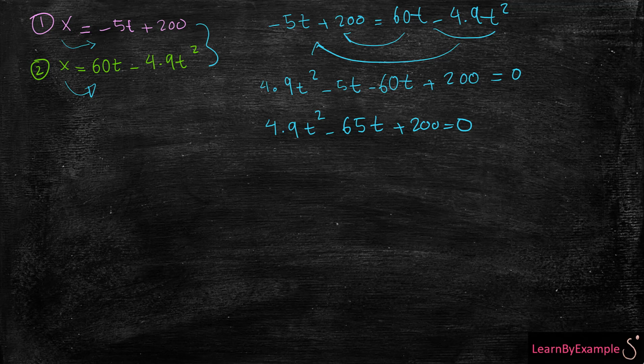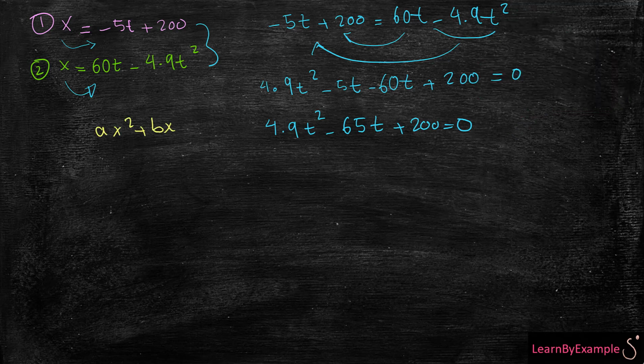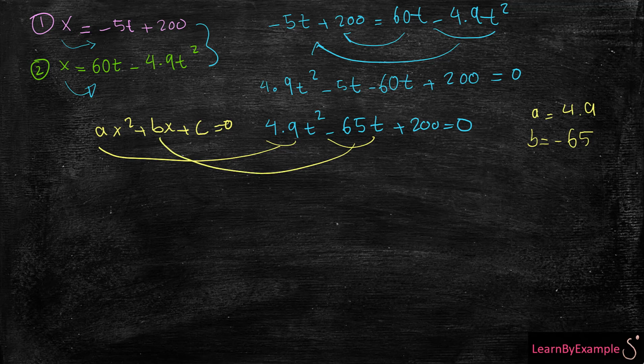Now, what does this look like to you guys? This looks like a quadratic to me. What does the quadratic equation look like? I have usually ax squared plus bx plus c equals 0. This looks a lot like a quadratic equation. Okay, so in this case, I will have my a as 4.9, b as negative 65, and c as positive 200.